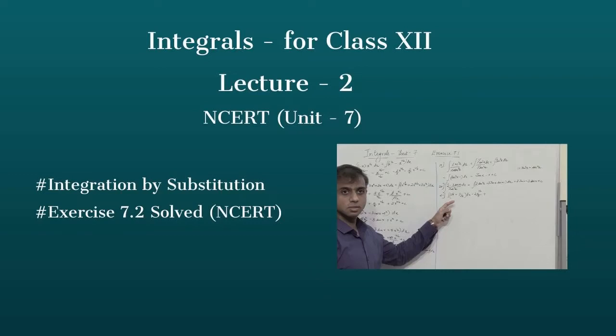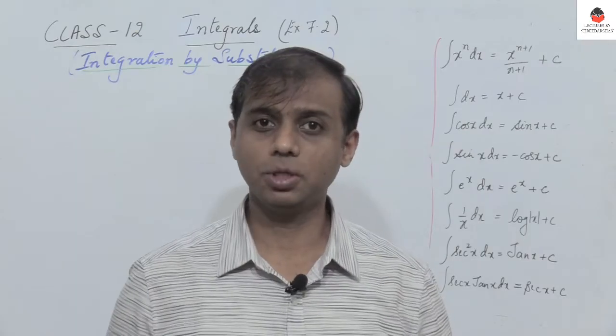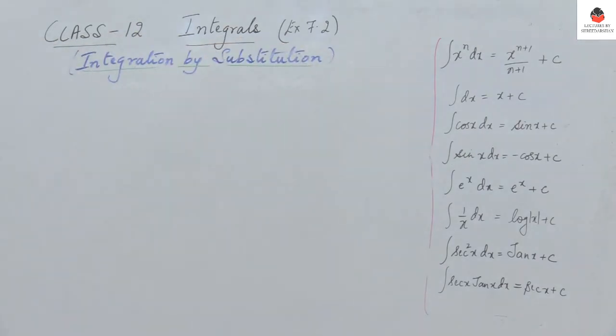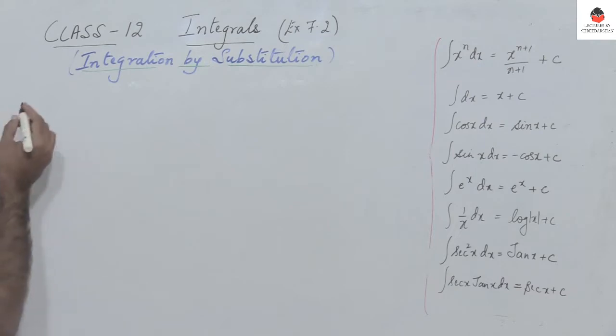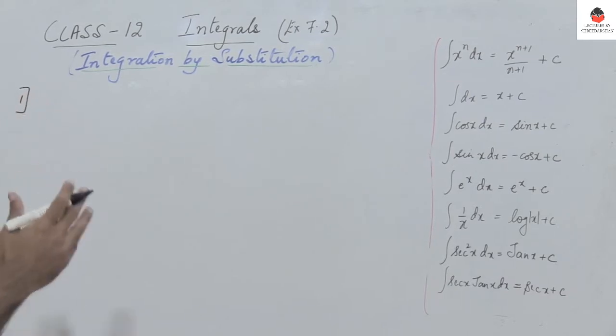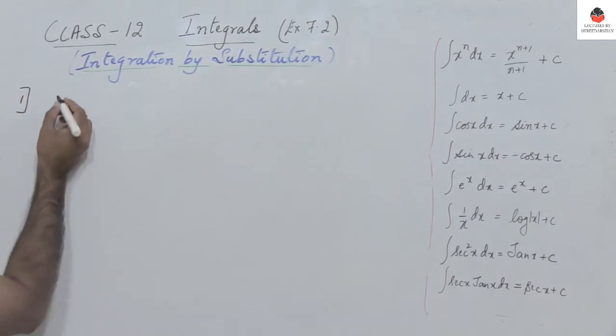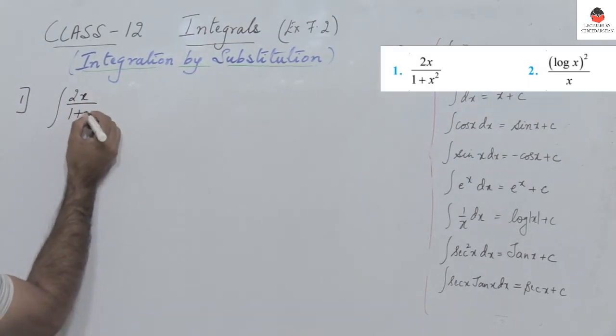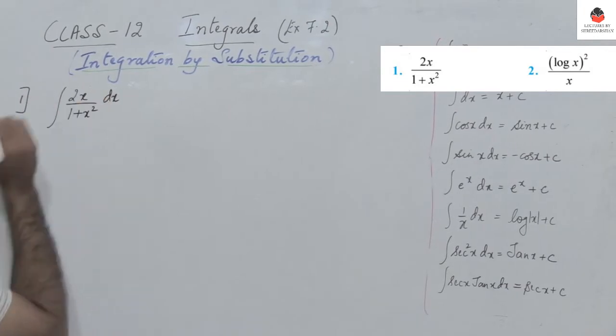Hello students, in the second exercise, that is 7.2, we solve all the problems by the method of substitution. Now let's take an example and see how the problems can be solved by substitution. The first one is integrate 2x divided by 1 plus x square dx.